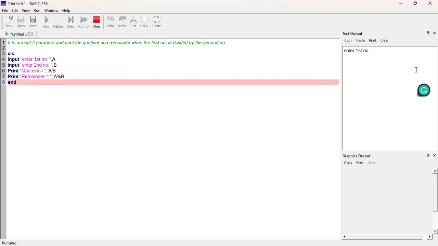It is asking us for the first number. Suppose I enter 4 and the second number is 2. So the remainder is 0 and the quotient is 2, as we calculated. The second time, if I write 5 as the first number and the second number is 2, then we get the quotient as 2.5 and the remainder will be 1. Next program.